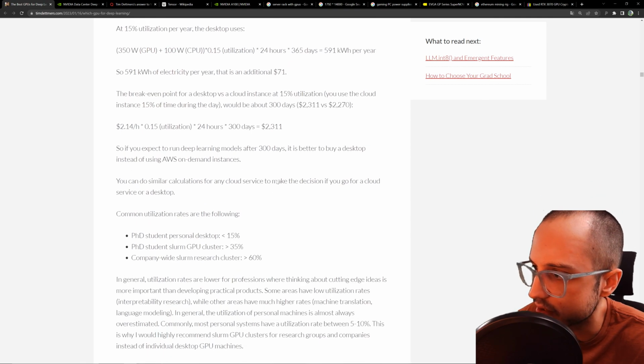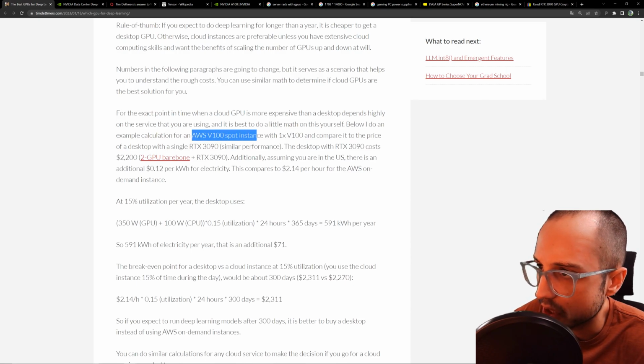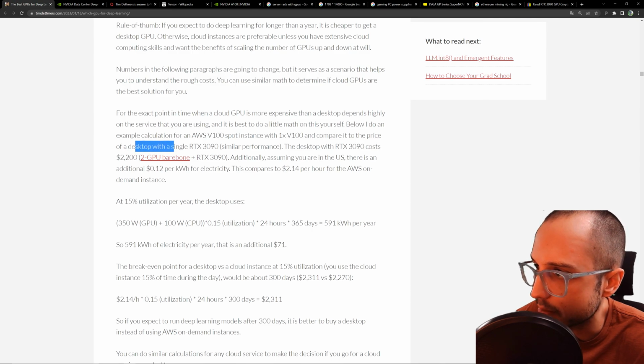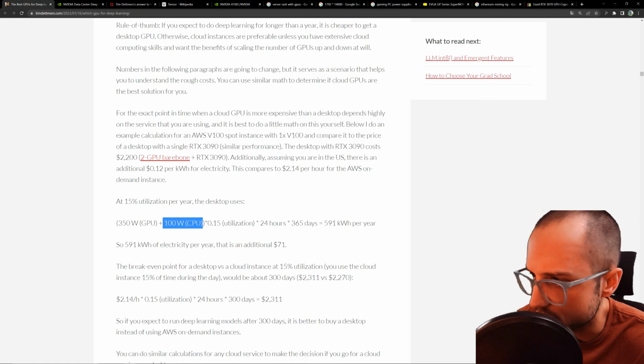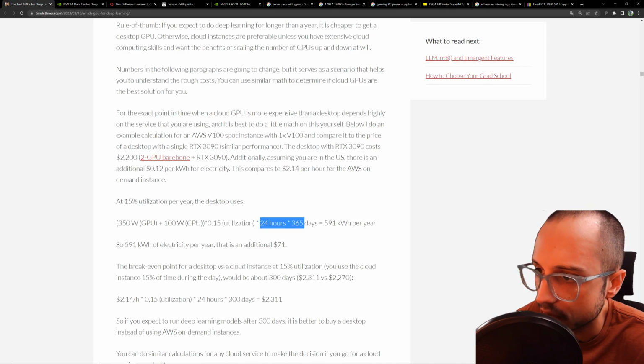So here's a little calculation that he does for an AWS V100 spot instance compared to the price of a desktop with a single RTX 3090. So a desktop with a 3090 costs around $2,000. Fine. And then in the US, the price of electricity is roughly 12 cents per kilowatt hour. So if you have 350 watts, which is what the GPU is using, with 100 watts for your CPU, and you're using it roughly 15% of the time of the entire year, 24 hours and 365 days, you're spending $71 on electricity.